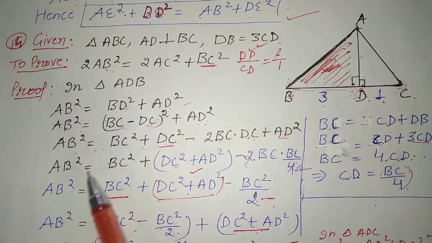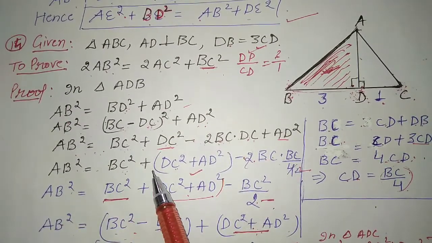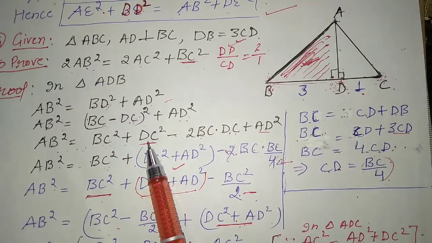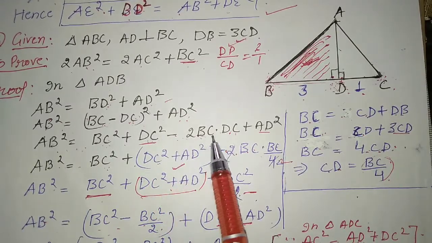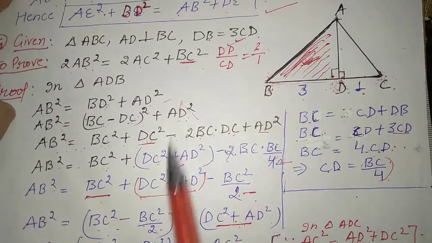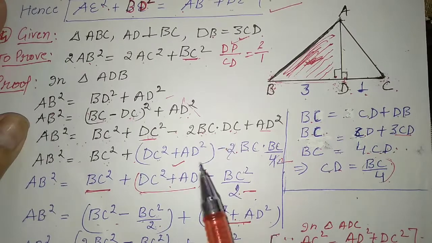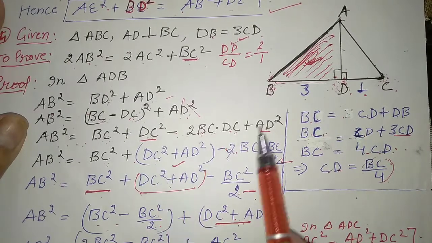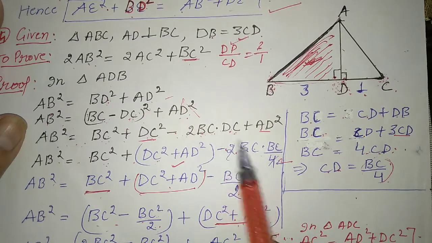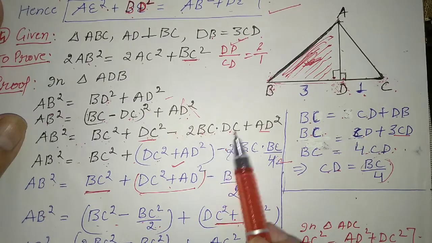So this is AB square is equals to BC square plus DC square minus 2BC into DC. This DC and this AD we will put in one bracket, minus 2BC into DC. Now how can we find this DC?